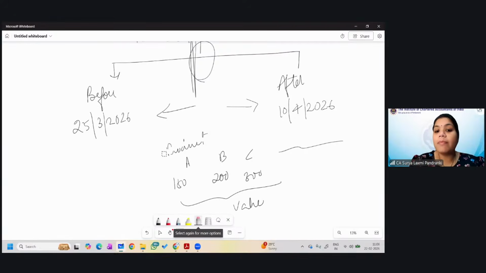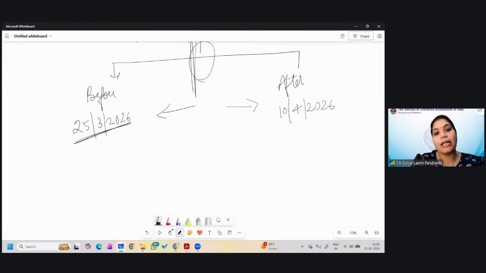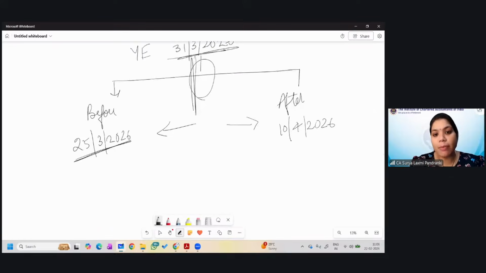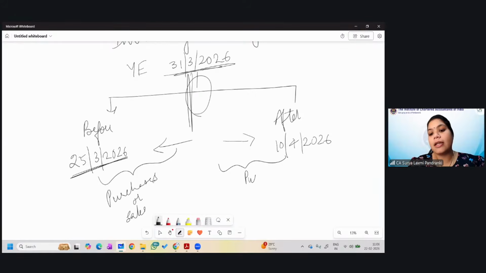But the problem comes when it is done either before or after. Why? Because if you're doing it before, on 25th March the inventories are calculated, but you will need the inventory count as on 31st March. So what has to be done? The difference between these two, either the purchases done during that period or the sales done during that period, have to be adjusted.